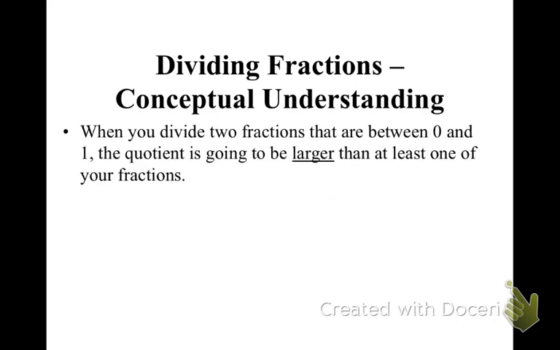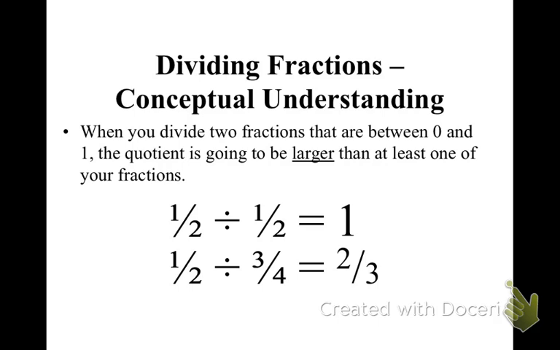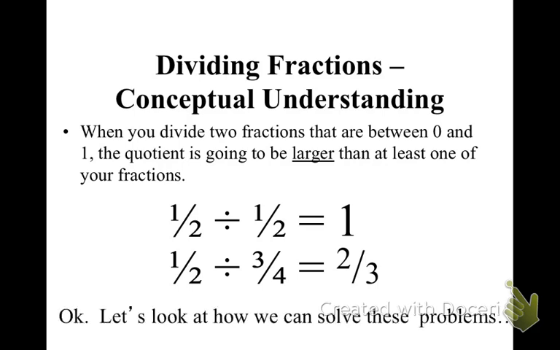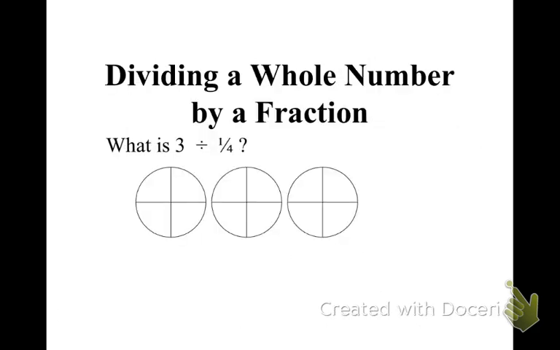When we divide fractions that are between 0 and 1, the quotient is going to be larger than at least one of our fractions. Let's think about that. A half divided by half is equal to 1. A half divided by 3/4 is equal to 2/3. So let's look at how we can solve these types of problems.